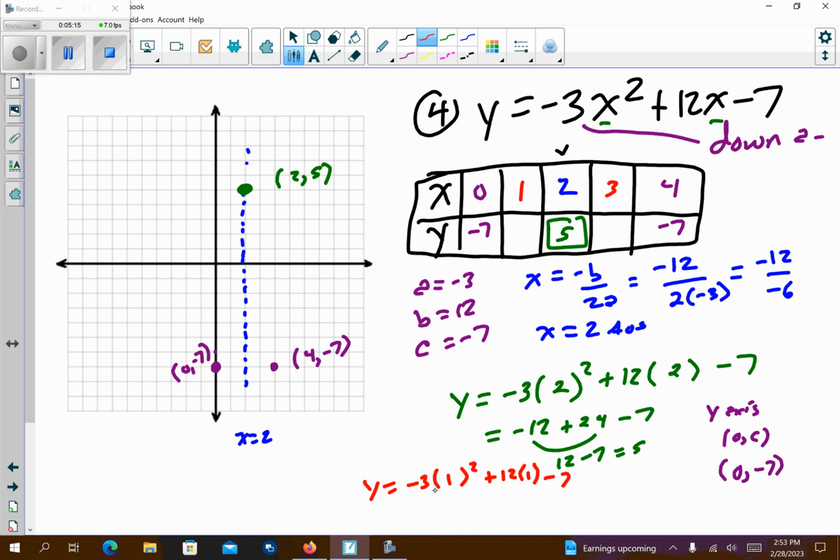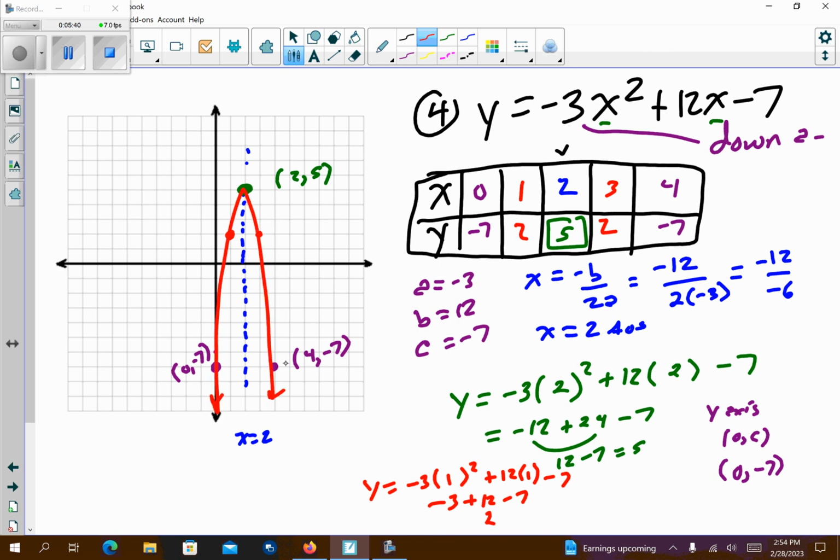So that's 1 squared is 1 times negative 3 is negative 3 plus 12 minus 7. So that's going to give me 9. 9 minus 7 is 2. Okay. So 1 comma 2 is right there. And 3 comma 2 is right there. Here's my parabola.